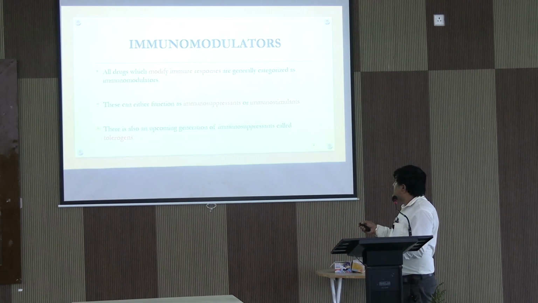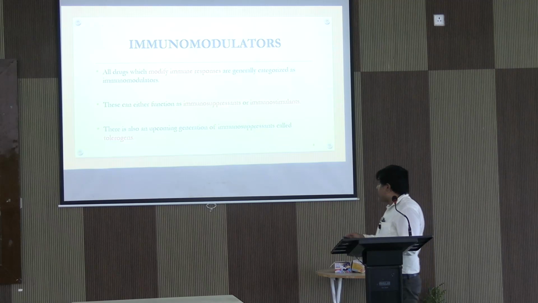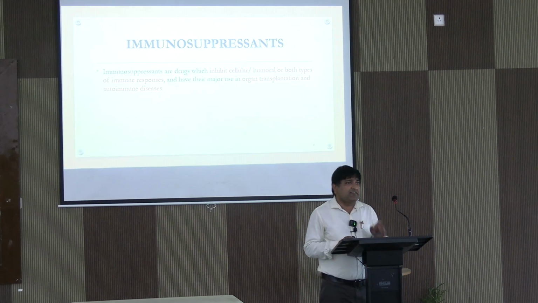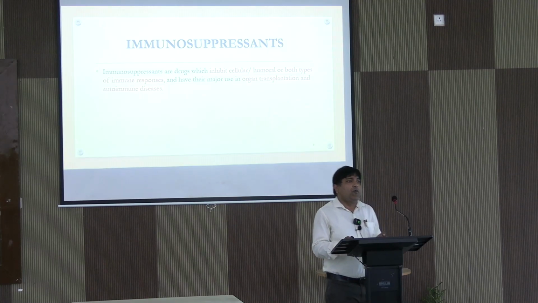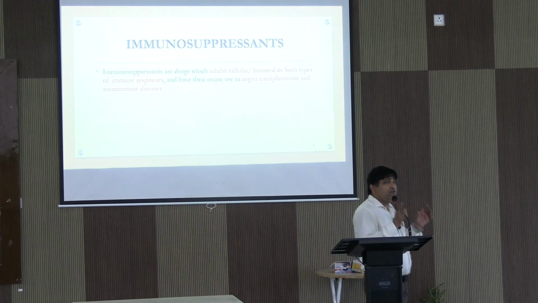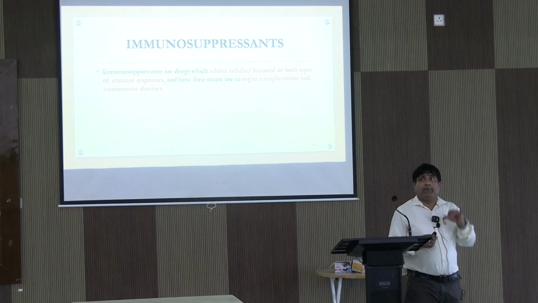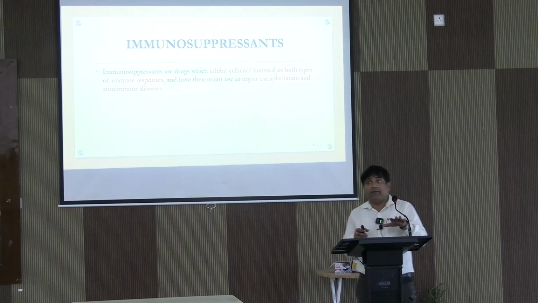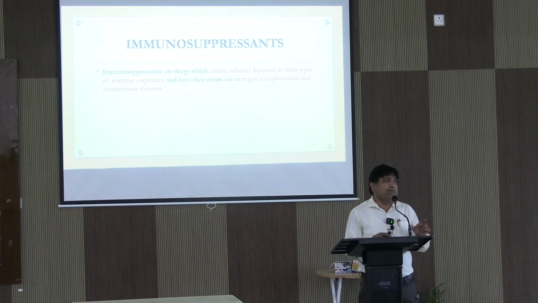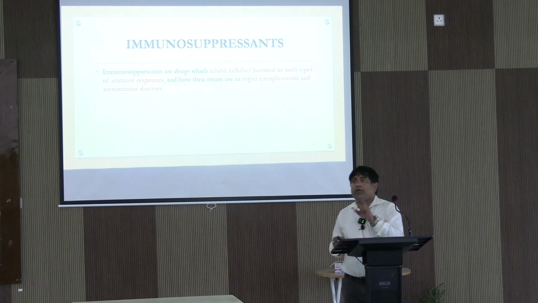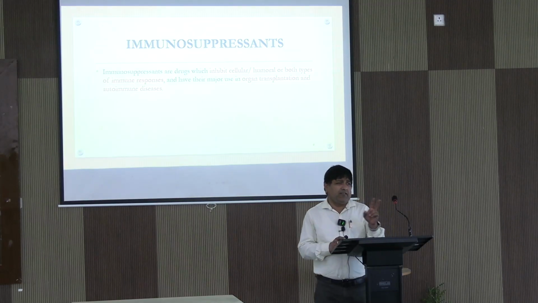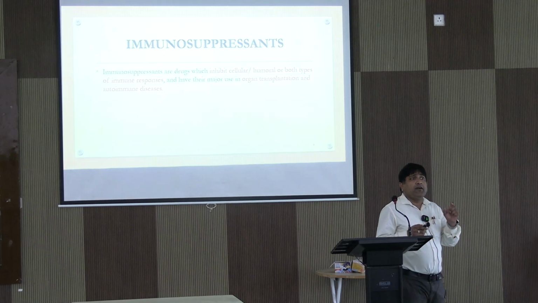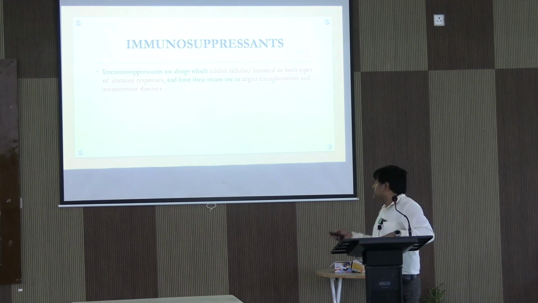They can be immunosuppressants, they can be immunostimulants. Now what are immunosuppressants? These are drugs that suppress the immunity. What are the uses of immunosuppressants? Number one, in organ transplantation, where the immunity of the person has to be suppressed to accept the foreign graft. And number two, in autoimmunity, where the body is unable to recognize its self proteins.